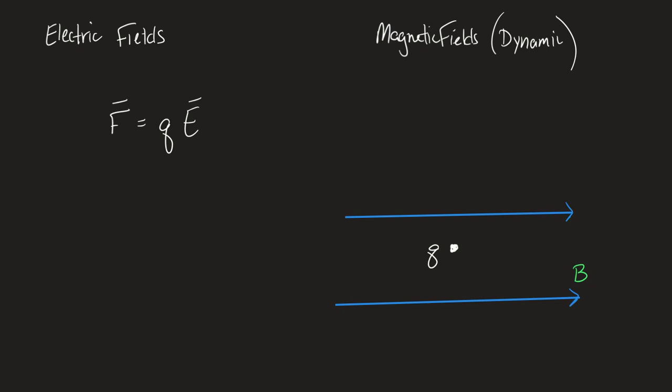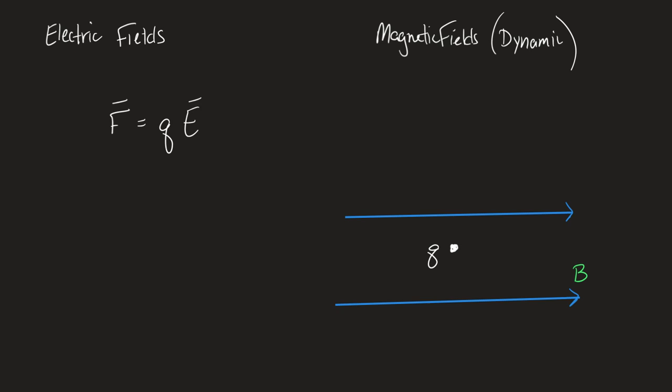I would love to tell you why it's the capital B. I have no clue. I've never bothered to look it up. I stopped worrying about that when P stood for momentum. I'm like, well, we're done now. It doesn't make any sense. I don't care. So B, yes, capital B is the symbol for a magnetic field.